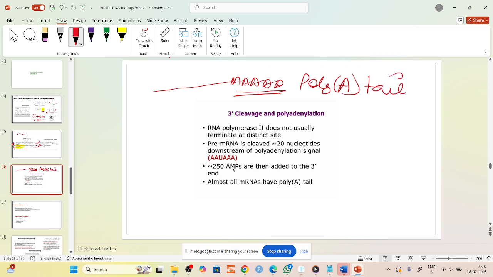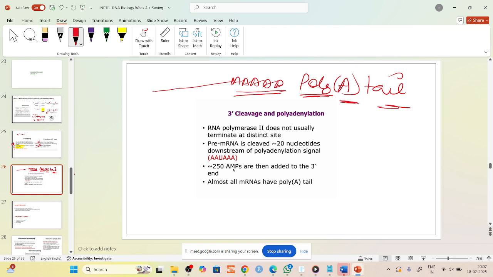Poly A tail. Poly means many. A means adenosine. Tail means because at the end it is acting as a tail. This is poly A tail. So now what happens is that RNA polymerase 2 does not usually terminate at a distinct site.